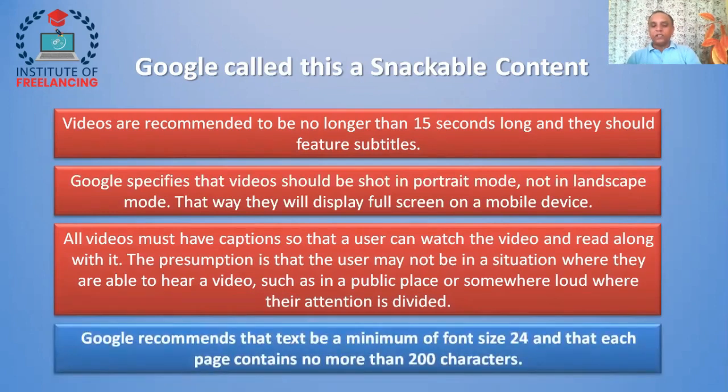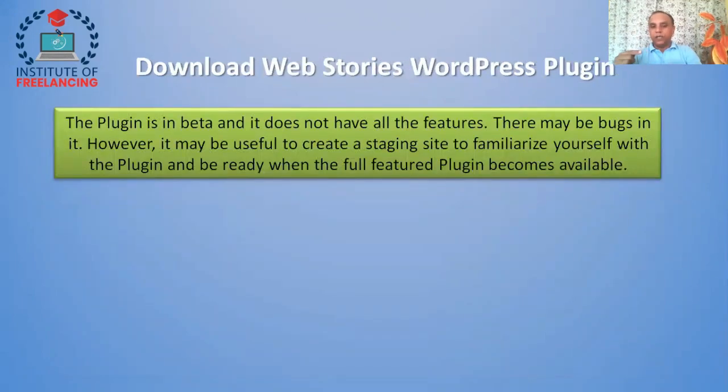And the final thing is, Google recommends that text be a minimum font size of 24, and that each page contains no more than 200 characters. The plugin is in beta and does not have all the features. There may be bugs in it. However, it may be useful to create a staging site to familiarize yourself with the plugin and be ready when the full feature plugin is available.